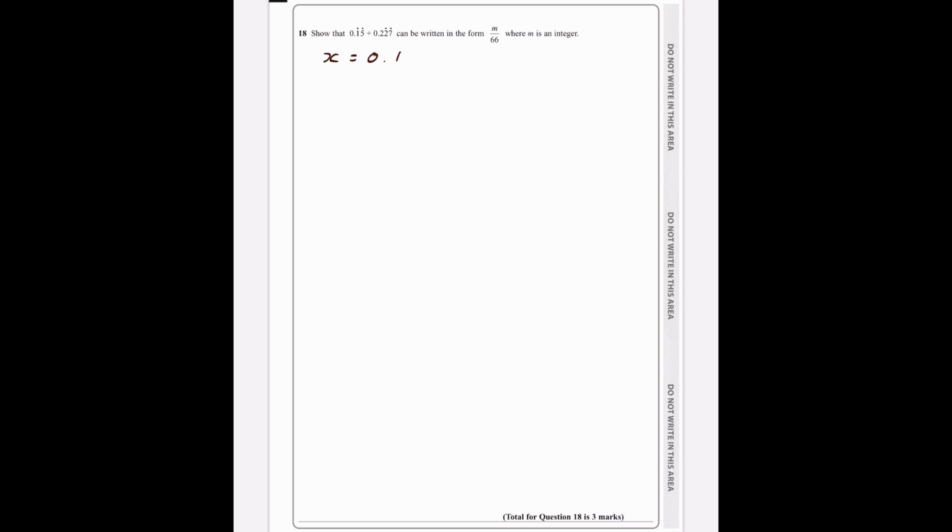Question 18. So x is 0.15 recurring. It's all nicely set up already. I don't need to do any manoeuvring, so I'm going to multiply it by 100 straight away. 15.15 recurring, subtract the top from the second, gives us 99x being equal to 15. Divide both sides by 99, x is 15 99ths, which simplifies to 5 over 33.